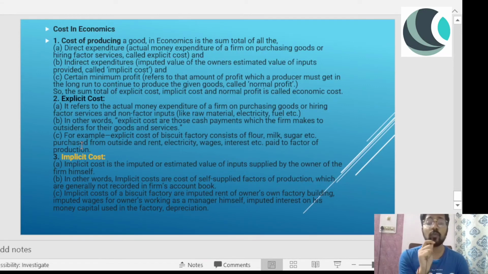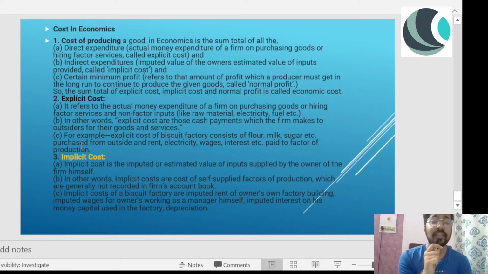Imputed wages for the owner working as a manager himself. So if I am working as a manager, right? If I wasn't working as a manager, I would have paid someone else to work as a manager. So I'm saving that money. That would have been my cost. So that will come under the category of implicit cost.